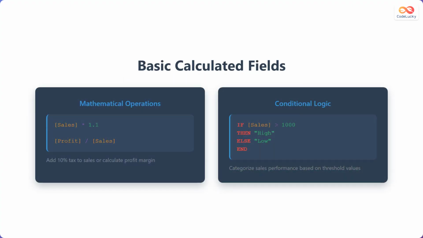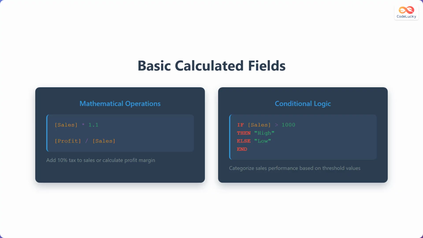Basic calculated fields form the foundation of data transformation in Tableau. Mathematical operations are the most common type, where you can multiply sales by 1.1 to add a 10% tax calculation, or divide profit by sales to calculate profit margins. These operations help you derive new insights from existing numerical data.